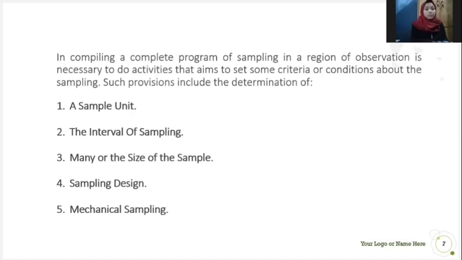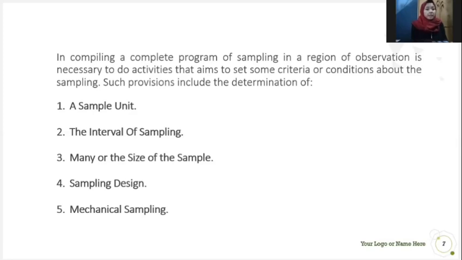In compiling a complete sampling program in a region of observation, it is necessary to do activities that aim to set some criteria or conditions for the sampling. Such provisions include the determination of 1. A sample unit. The sample unit is the observation unit, which is the smallest. On such units, measurement and calculation are done by the observer of the individual insect or what is left by the insect, to be the object of observation or the variable observation.